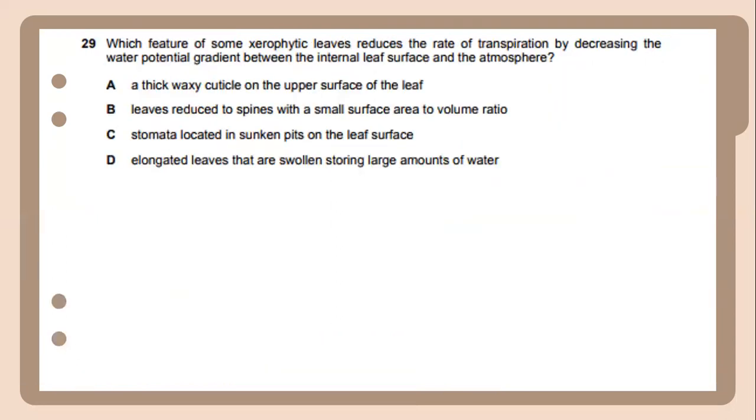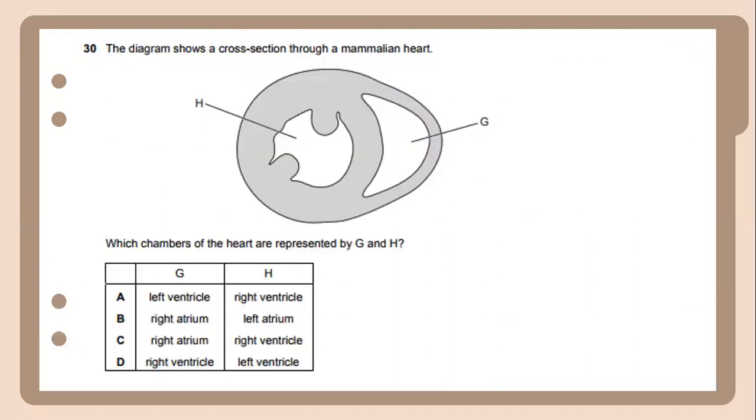29, which feature of some xerophytes reduces the rate of transpiration by decreasing the water potential gradient between the internal leaf surface and the atmosphere? So the answer for this will be stomata located in sunken pits on the leaf surface.